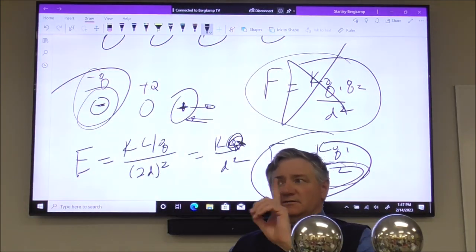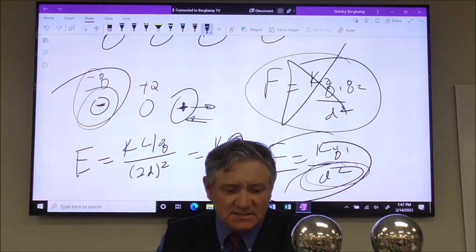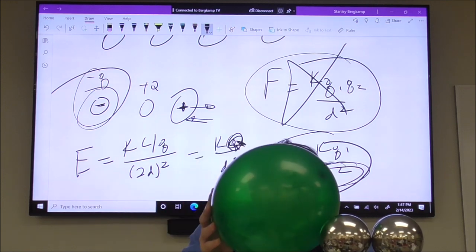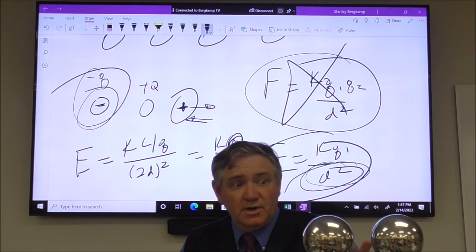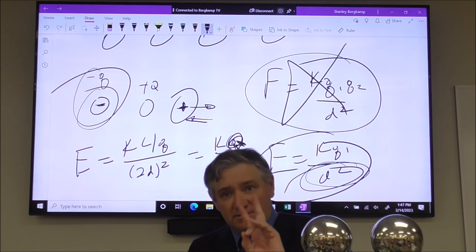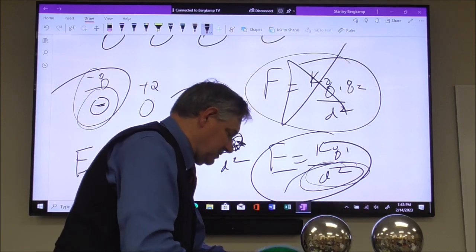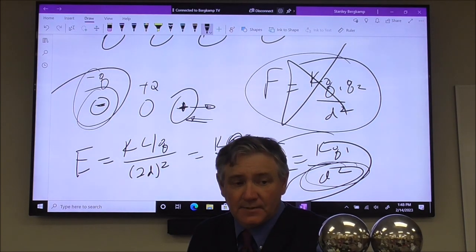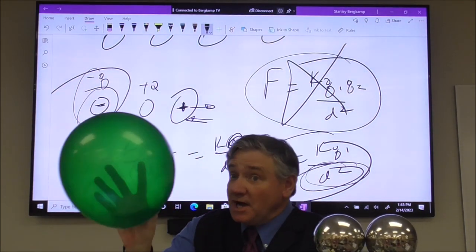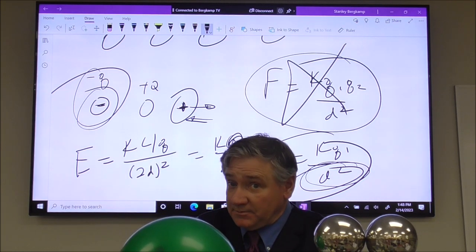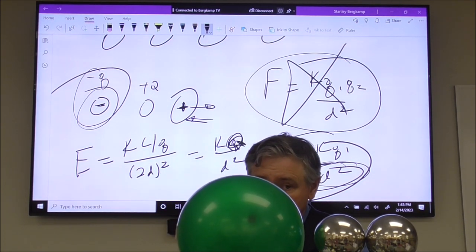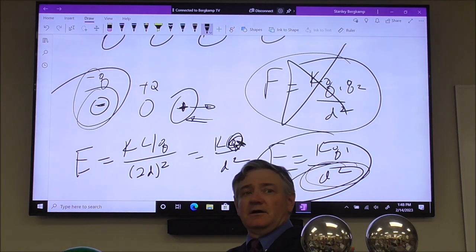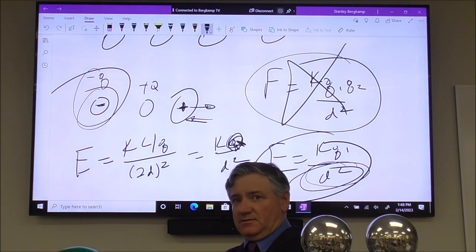Okay? Now here's the difference. If I do that same thing, so if they're touching, and I touch it with this, and I remove the balloon, they're both going to be negatively charged. Here's the difference, though. If I charge this again, and they're touching, and I bring the balloon near, I don't touch the balloon. I bring it here. Then I separate, and then I take the balloon away. Then what would be the charge on each one?